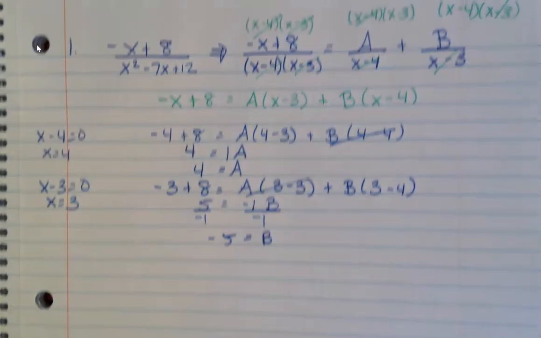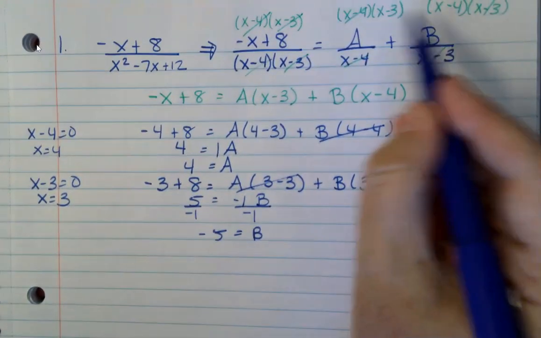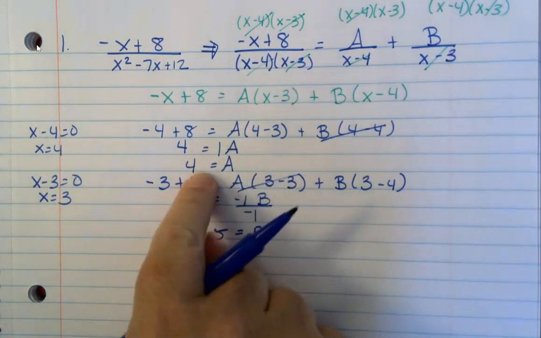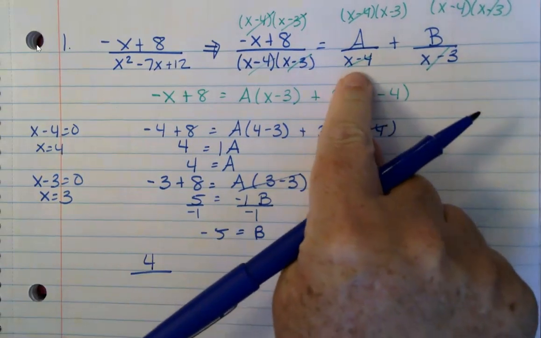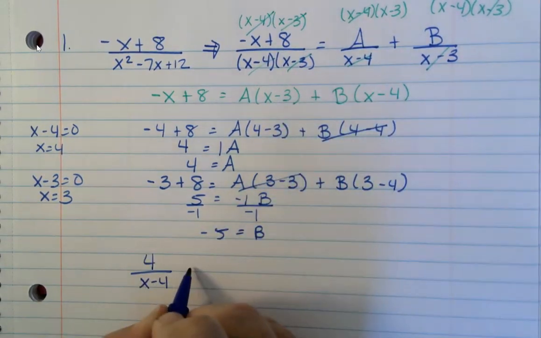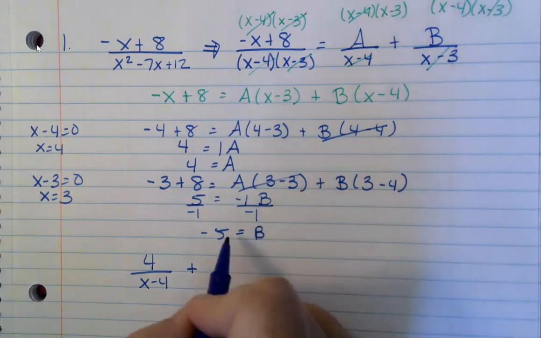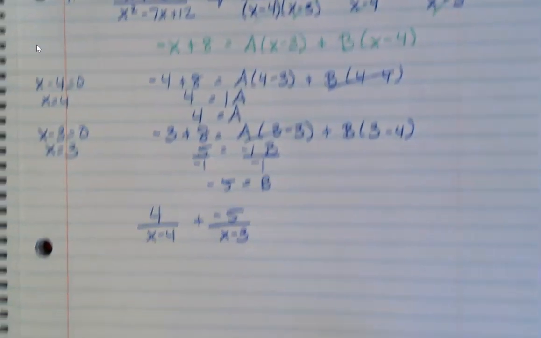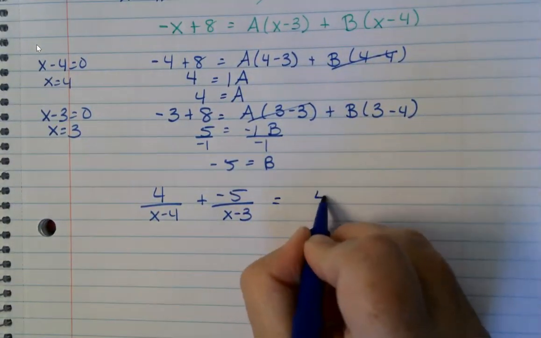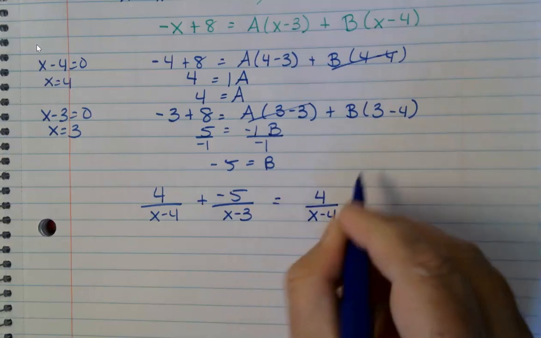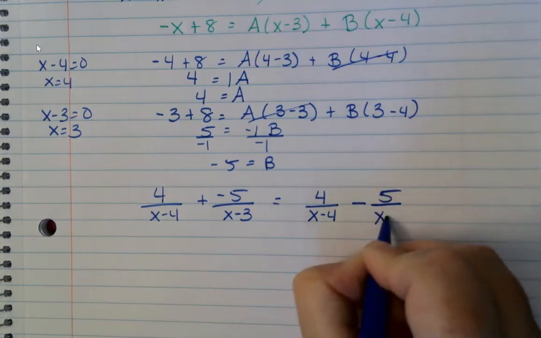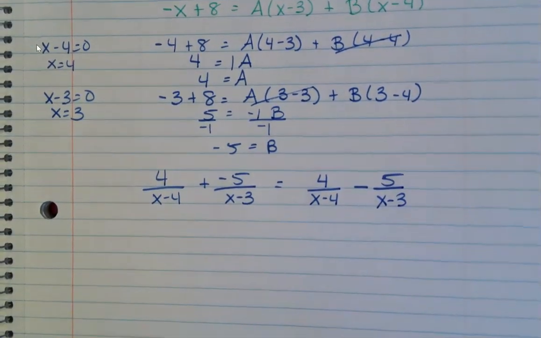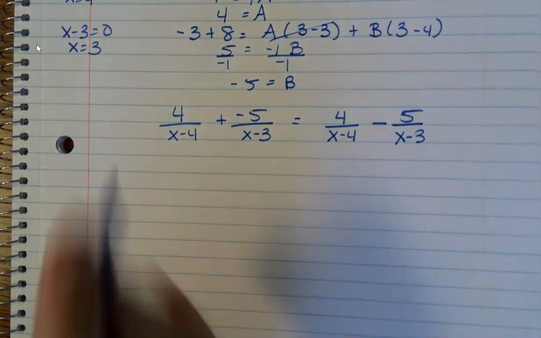Now we're going to write our answer in a fraction. So I'm going to take this fraction and bring it down here. So a is 4 over x minus 4 plus b, which is negative 5, over x minus 3. So you can have that, or you can leave this as 4 over x minus 4 minus 5 over x minus 3. Okay? So now we're going to redo this with number 2.